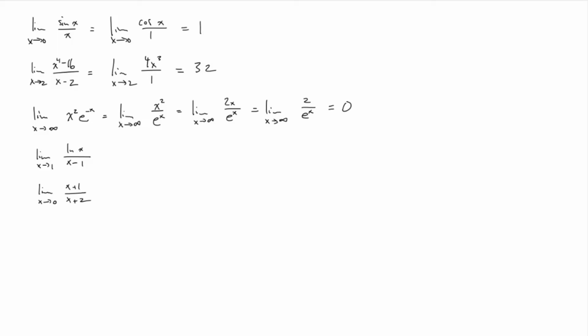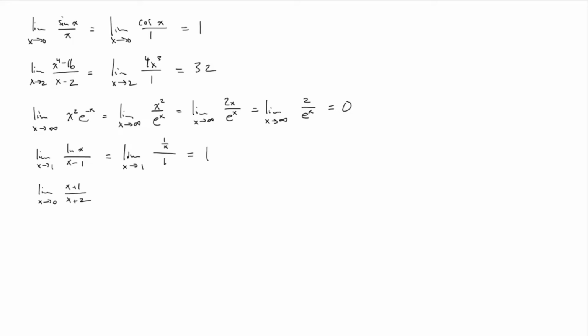For this fourth one, if you plug in x equals 1, well, the natural log of 1 is 0, and so we have something of the form 0 over 0. That lets us apply L'Hopital's rule, and we get that the limit is equal to the limit as x approaches 1 of the derivative of the numerator, which is 1 over x, divided by the derivative of the denominator, which is 1. That's a very easy limit to compute. You plug in x equals 1, and you get that the limit is equal to 1.